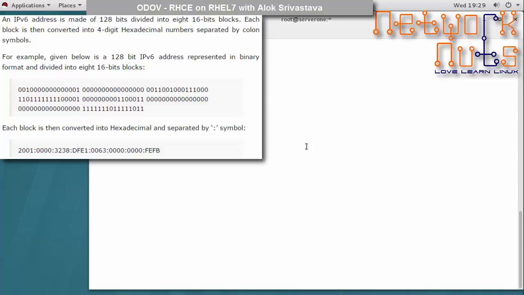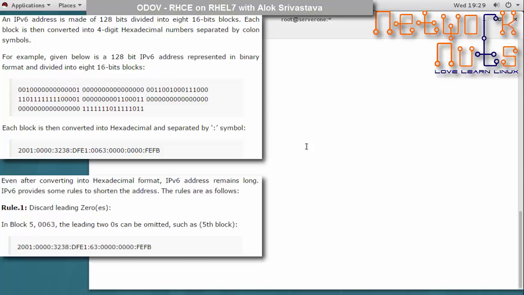Rule number 1, discard leading zeros. If you see in block number 5, that is 0063. So leading zeros can be removed. That means the block becomes 63 right there on the screen. So leading zeros should be discarded.